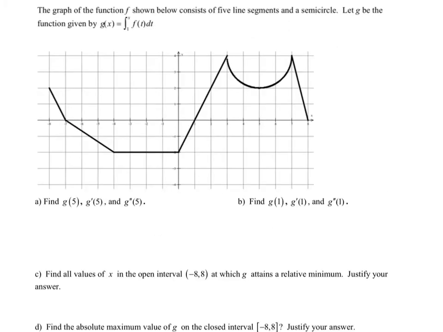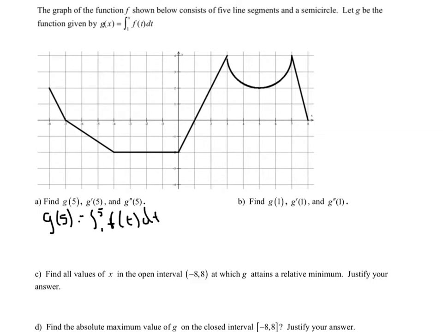All right, here's our first mega problem for the night. They said the graph of f shown below consists of 5 different line segments and a semicircle, and g is defined as the integral from 1 to x. Now, just because the lower bound is not a 0, we're still okay as long as it's a constant. They've got 3 questions here in part A. When they said g of 5, they want me to substitute a 5 in for x, and that became the integral from 1 to 5 of f of t dt.